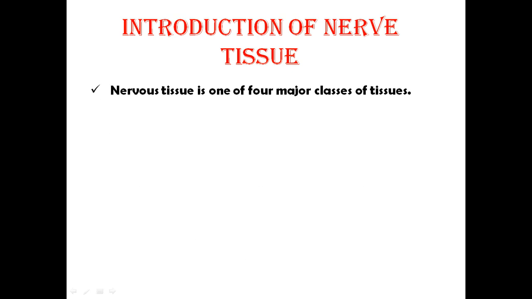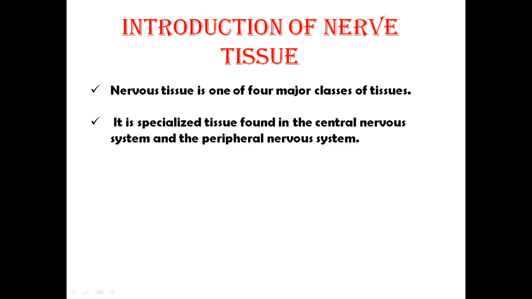Now next is the introduction of nerve tissue. Nerve tissue is one of four major classes of tissue, and these four classes of tissue are epithelial tissue, connective tissue, nervous tissue and muscular tissue. It is specialized tissue found in the central nervous system and the peripheral nervous system.